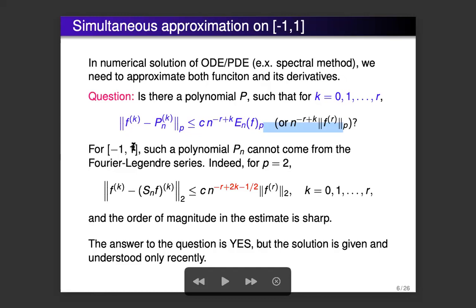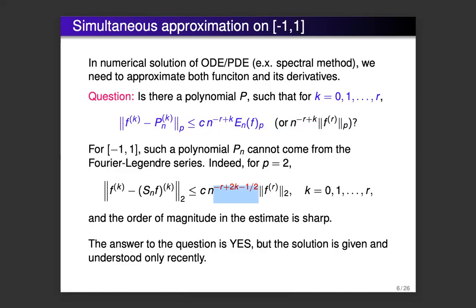Well, for negative 1 to 1, such a polynomial P_n cannot come from the Fourier-Legendre series. Indeed, for just p equal to 2, the L2 norm of the k-th derivative of f minus S_n f is less than c times n to the negative r plus 2k minus half. You see the trouble when you compare these two: you have an extra k minus half, too much. It's simply not going to cut it. And the order of magnitude in this estimate, this red number, is sharp. You cannot improve it. So the question is: is this question wrong?